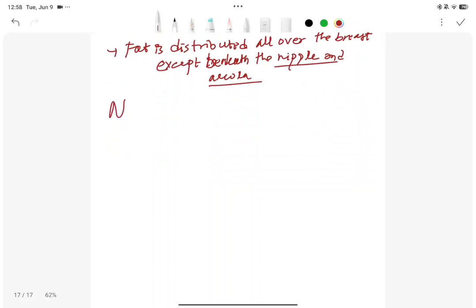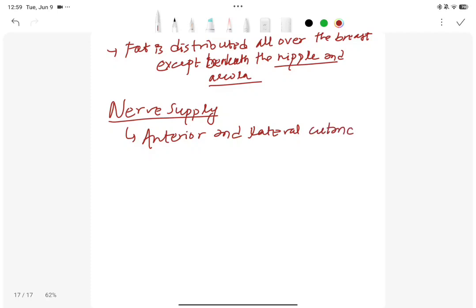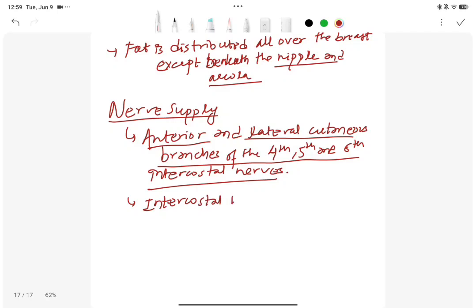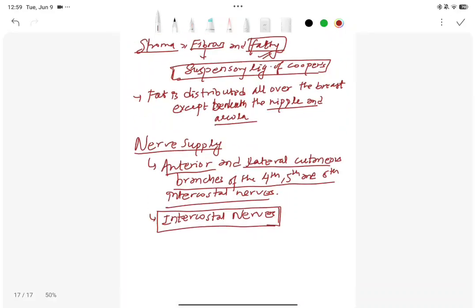ओके लेट्स गो टु द नर्भ सप्लाई अफ द ब्रेस्ट है। सो ब्रेस्ट इज सप्लाइड बाई द एन्टेरियर एन्ड ल्याटरल क्युटेनियस ब्रान्चेस अफ द फोर्थ, फिफ्थ एन्ड सिक्स्थ इंटरकोस्टल नर्व्स है। So breast is simply supplied by intercostal nerves. यति सम्झनु न, intercostal nerves ले supply गरेको हुन्छ है. So it is supplied by the cutaneous branches of the intercostal nerves है. So यति चाहिँ nerve supply मा तिमीले याद राख्नु पर्यो है.